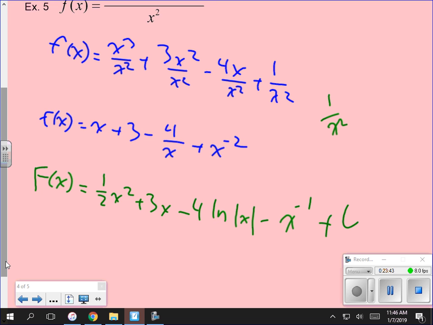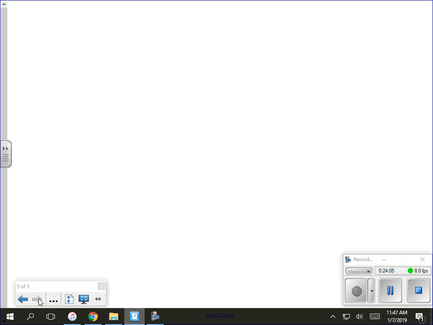Most common errors come from the antiderivatives where you have variables in the denominator. If it's x to the first, your antiderivative is the natural log. If it's x to any other power, rewrite it as a negative exponent and use the power rule. Okay. Now I do have one more example for you. It's not on here, but I need to add this in here.